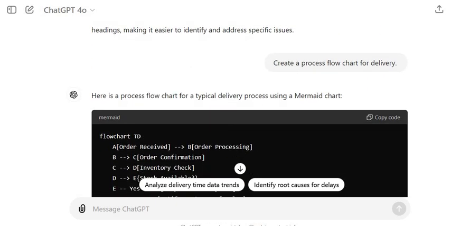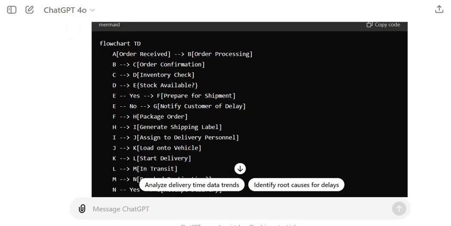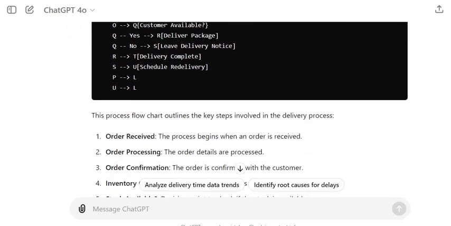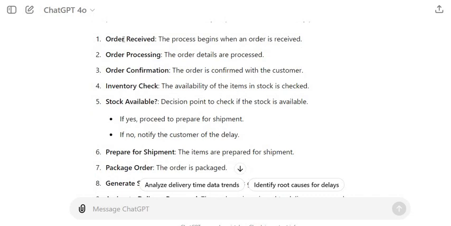Okay. Next, I went for creation of a process flow for delivery. So I want to create a process flow diagram for the delivery process, because that is where most of the issues are being encountered. It straight away gave me a mermaid code for creating a flow chart, and it also explained the steps in the process flow.